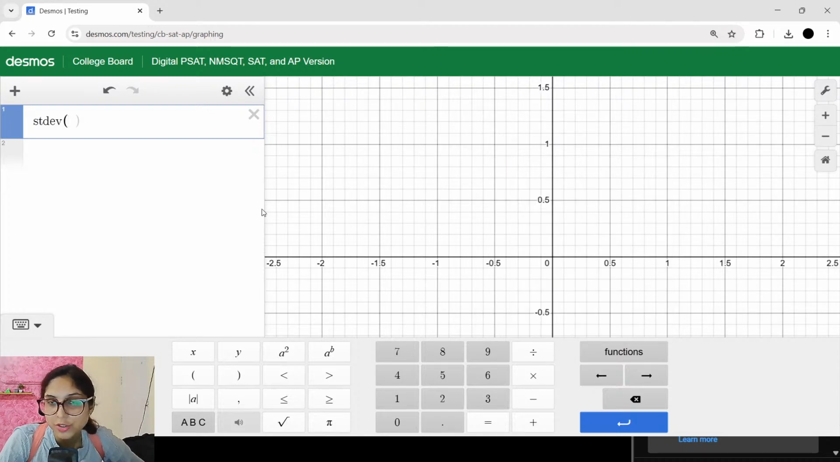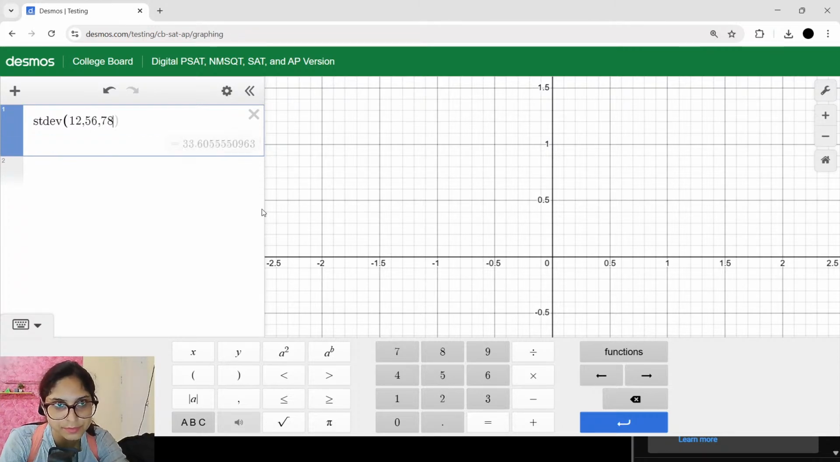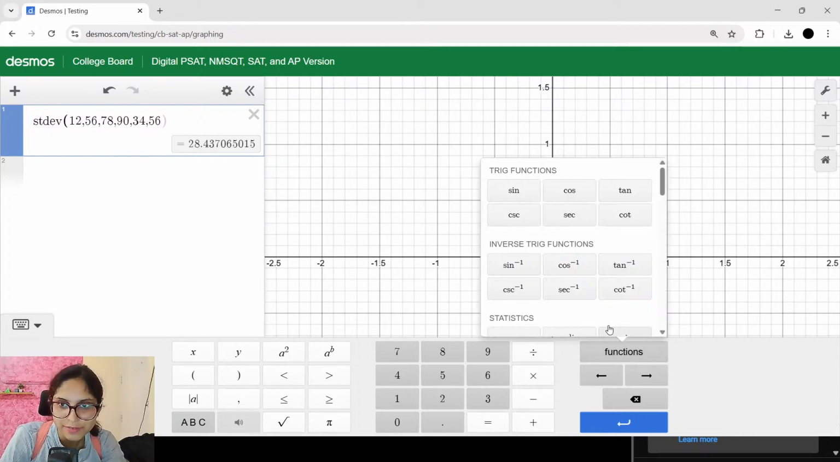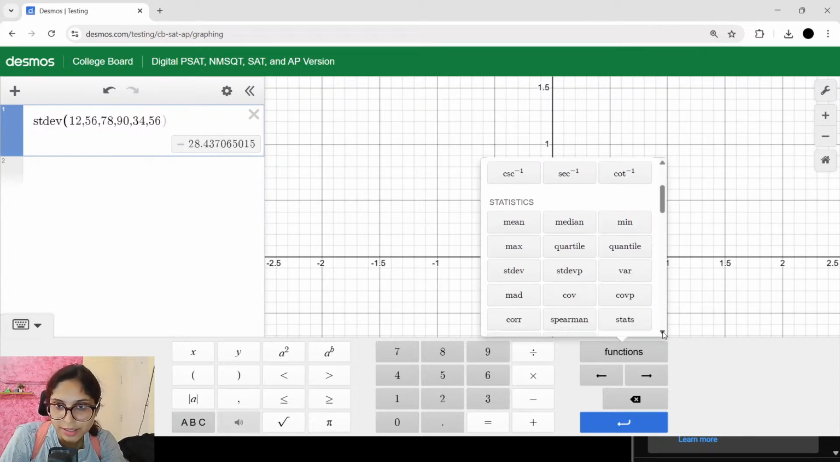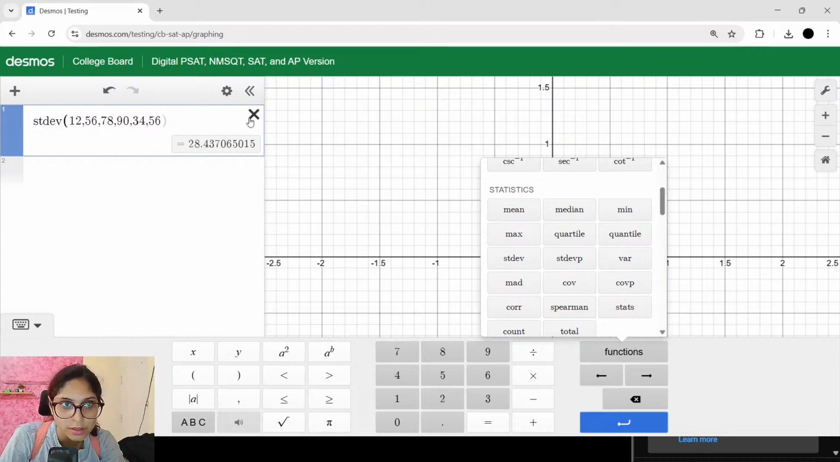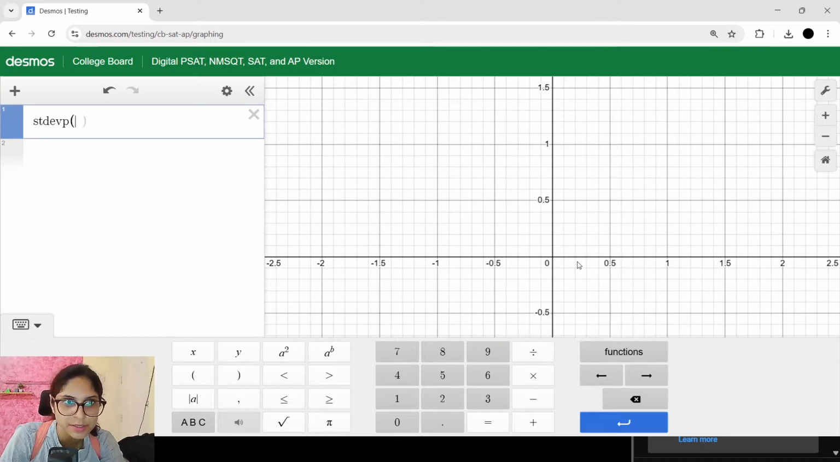Standard deviation. So if you want to calculate standard deviation, you just have to write STDEV. And again, you can just give the values. It's going to calculate the standard deviation for you. You don't have to do anything. This is standard deviation of the sample. If you want to calculate standard deviation of the population, then you have to do STDEVP. So this is standard deviation for population.